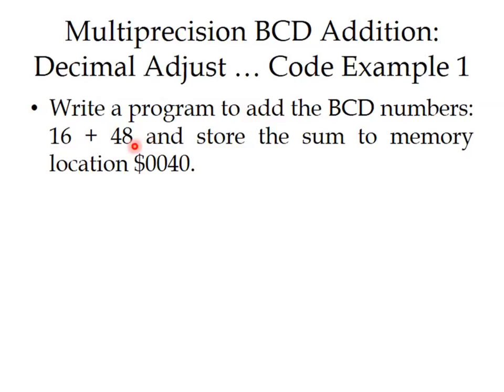This is what we're trying to do. We'll add these two numbers and store the sum to memory location 0040, because we always add the numbers and get the sum, and then once we fix the sum, we store it somewhere. So don't think that we always have to store it at 0040. This is just a memory location. We randomly selected it; you can save somewhere else. Sometimes it doesn't make any difference.